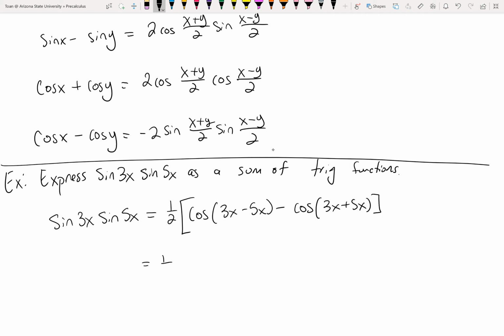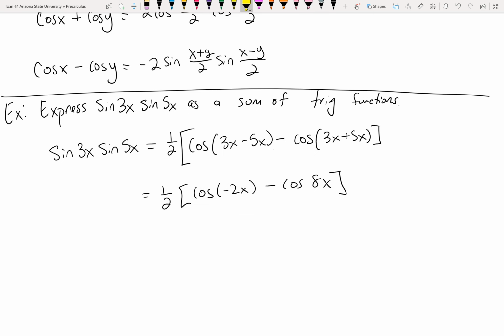And then you just simplify. That's cosine of negative 2x minus cosine of 8x. And we should know the even-odd identities: if there's a negative inside of a cosine, nothing really happens. You can just basically ignore the negative because cosine of a negative angle is the same as cosine of a positive angle.